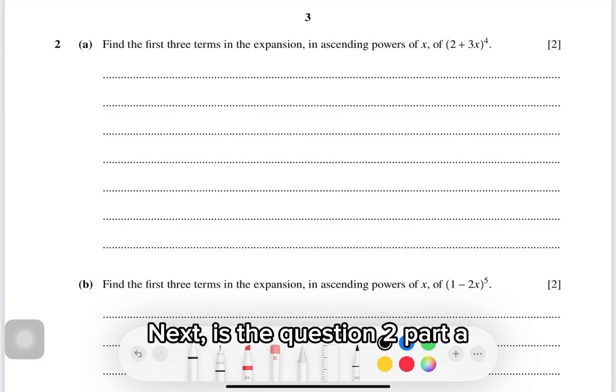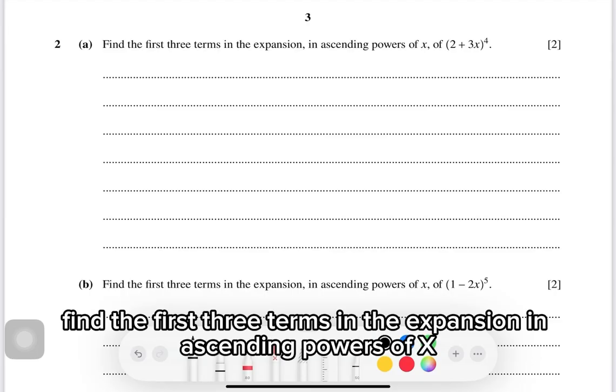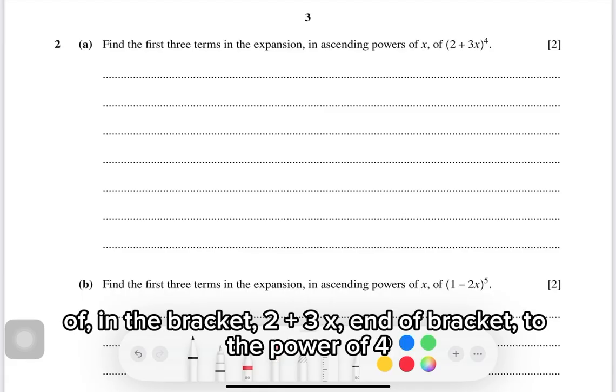Next is question 2, part A. Find the first three terms in the expansion in ascending powers of x of (2 + 3x) to the power of 4.